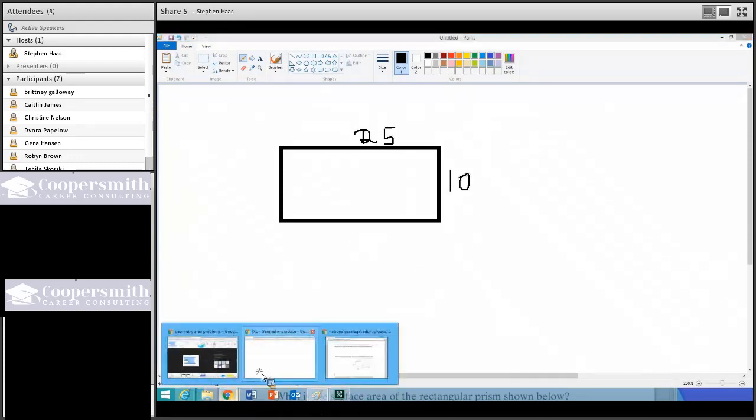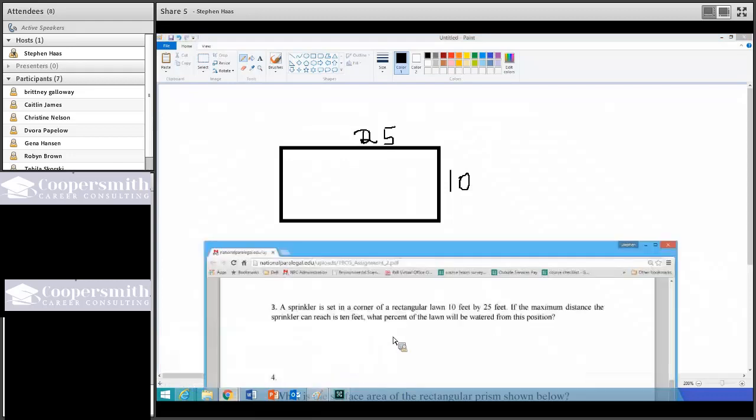Okay, so what should we do with the circle? What should we do with the sprinkler? Where should we put the sprinkler? It's a little bit of thought. What do you think? Anybody have a suggestion about what to do with the sprinkler? Well, we got to put it in the corner. Doesn't matter which one, by the way. Doesn't matter which corner. And the maximum it can reach is 10 feet.